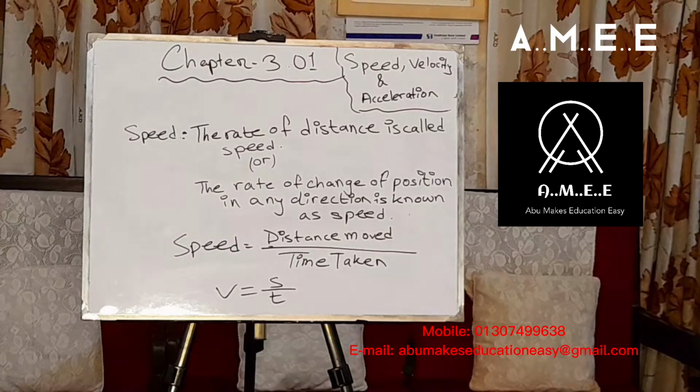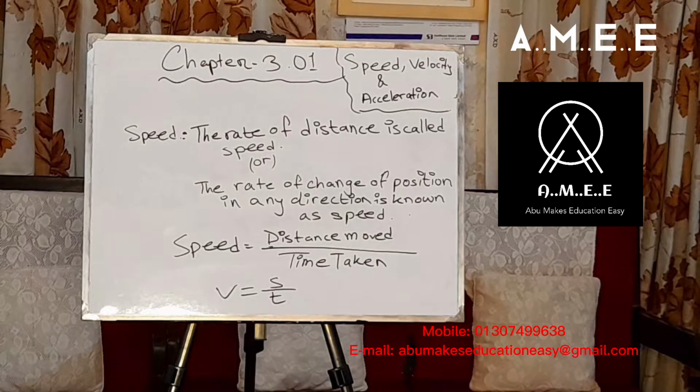In the previous class, we learned a few things from this chapter: what speed is, how to measure speed, and what the unit of speed is. The definition of speed: the rate of distance is called speed. Or we can say that the rate of change of position in any direction is known as speed.